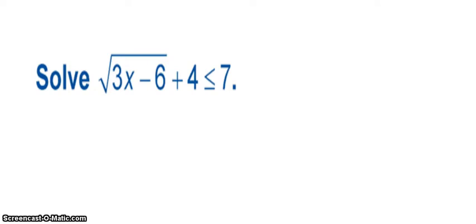So we do have a case here where we are less than or equal to a positive number. I want to make sure that I take care of my case to make sure my radical is greater than or equal to 0 first. So I've got 3x minus 6 is greater than or equal to 0. This 4 doesn't mean anything for me in this case. I'm just worried about that radicand.